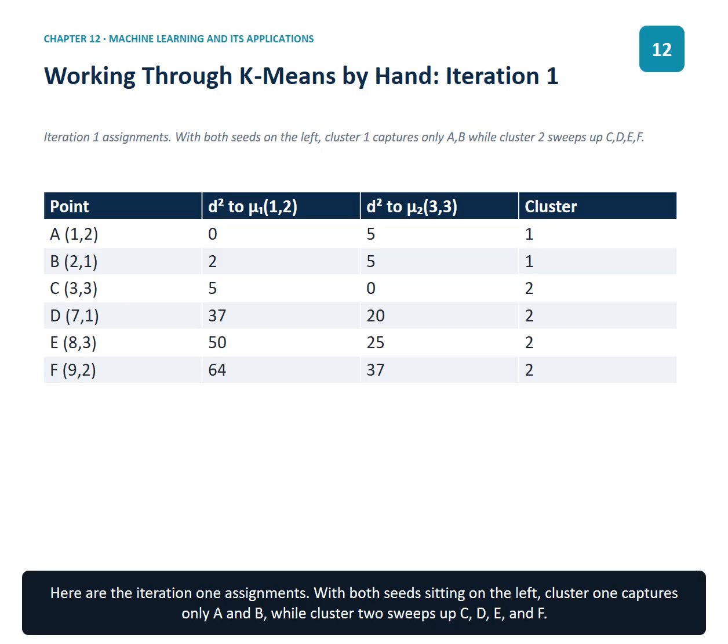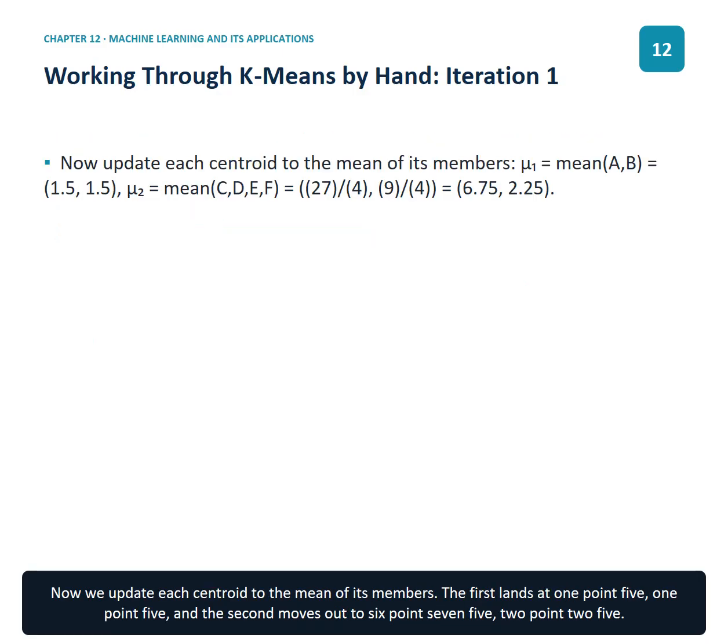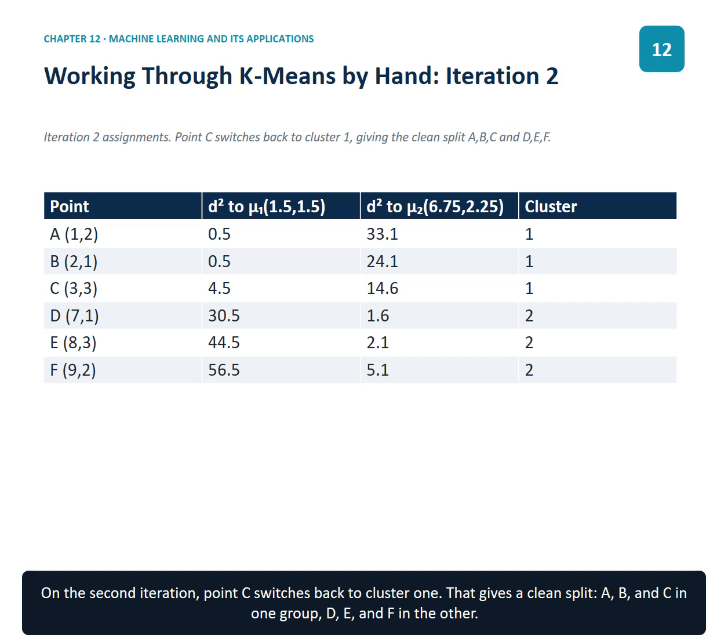With both seeds sitting on the left, cluster 1 captures only A and B, while cluster 2 sweeps up C, D, E, and F. Now we update each centroid to the mean of its members. The first lands at 1.5, 1.5, and the second moves out to 6.75, 2.25. On the second iteration, point C switches back to cluster 1. That gives a clean split, A, B, and C in one group, D, E, and F in the other.